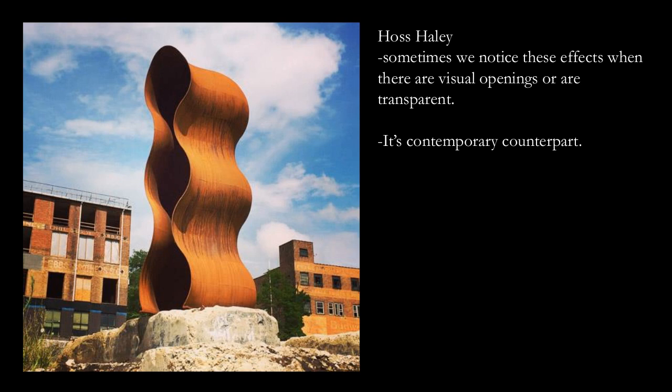If we take a look at this piece, sometimes we notice these effects when there are visual openings or transparent elements, in its contemporary counterpart. So we can notice this interior form here, which may be empty space, right? Obviously, it's very different from this external form. And so even though, again, they're like that egg carton, one and the same, they're separated in some ways. They have different elements going on, whether it's the interior or exterior.